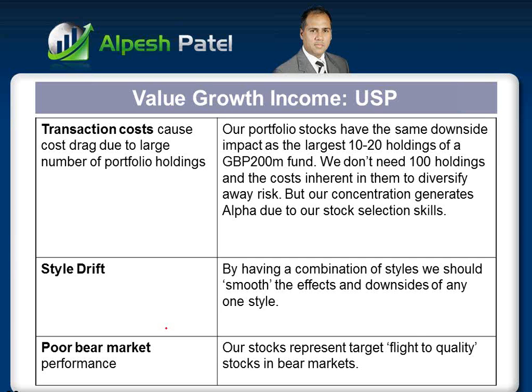Let me just give you 3 more ways in which we're really clever with our value growth income, our VGI filter on Alpesh Patel Special Edition. First of all, I told you the transaction costs. We don't need 100 holdings because we've got 200 million under management like a traditional fund. We only have 14. So we don't have lots of trading commissions and churn, because we're going to hold them for 12 months. Great. We're going to hold them because that's built into our system.